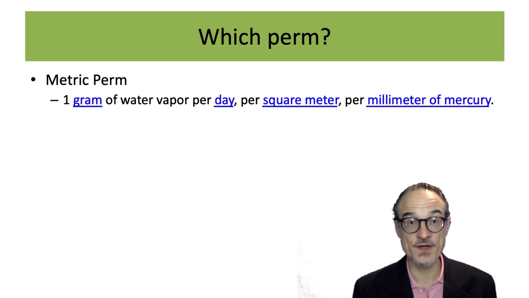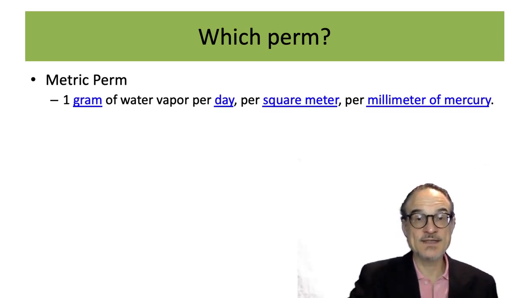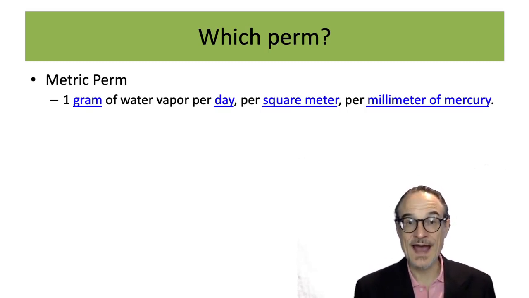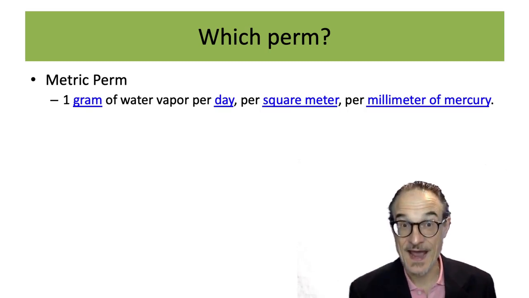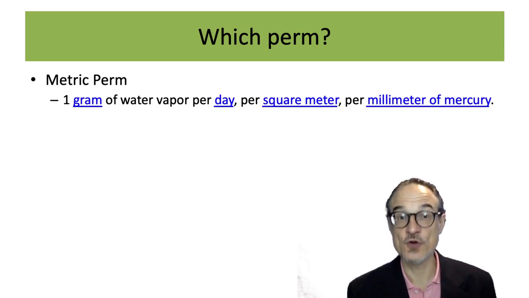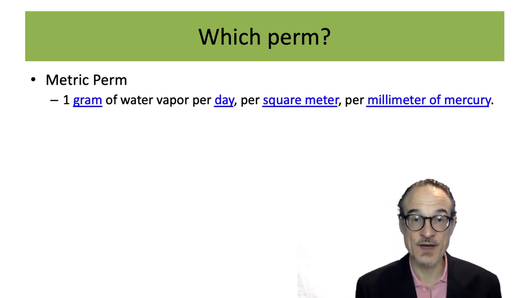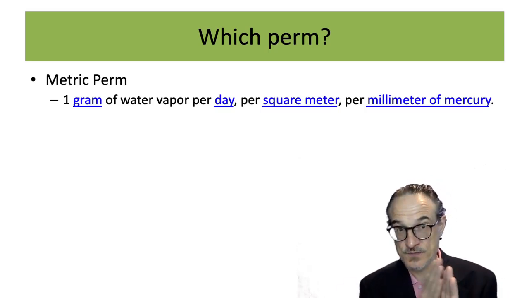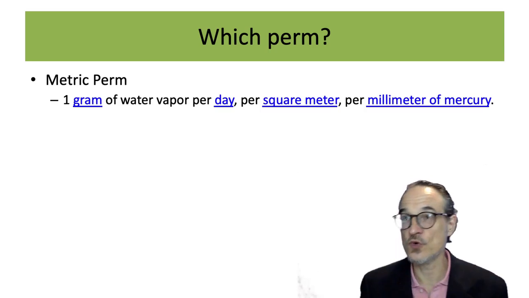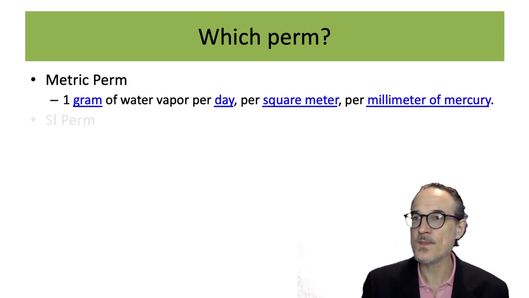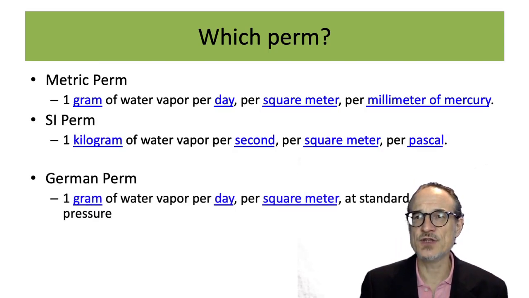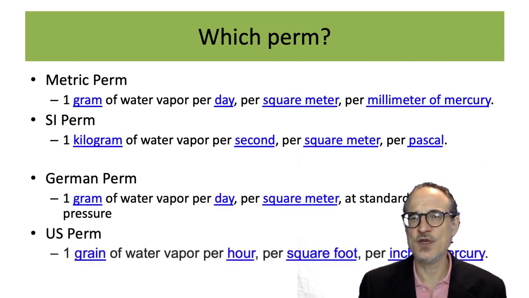So an important thing to remember is that a lot more water can move in the air than the water will move through a material. So if you have air going through a wall, that's a much bigger risk for moisture than water that's in the wall moving through the wall as vapour. These are other units. There's a different unit in Germany and there's a different unit in the US.